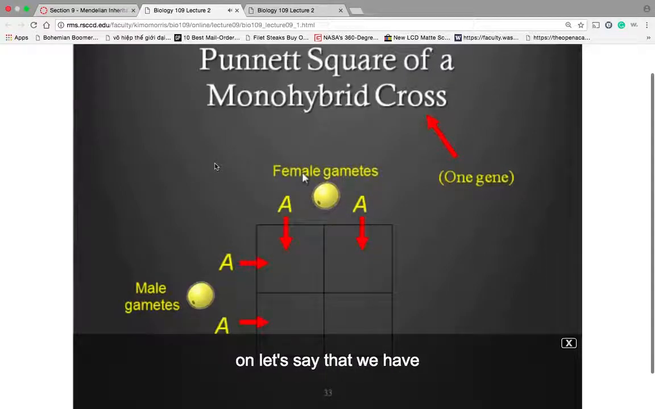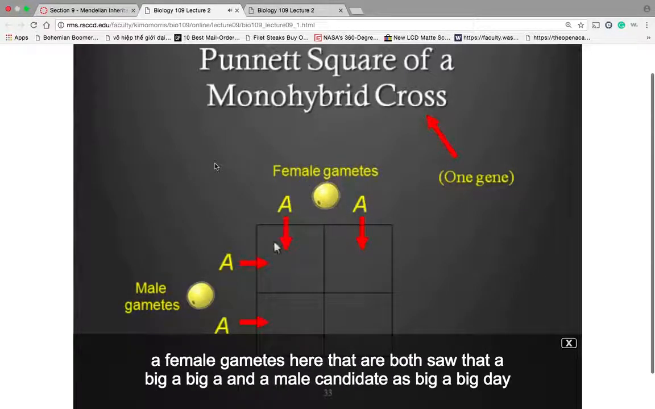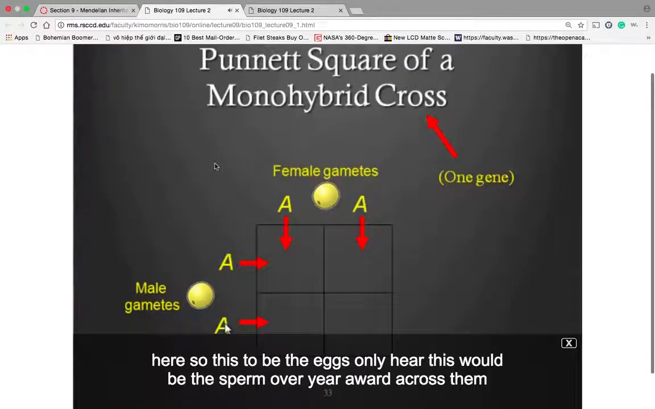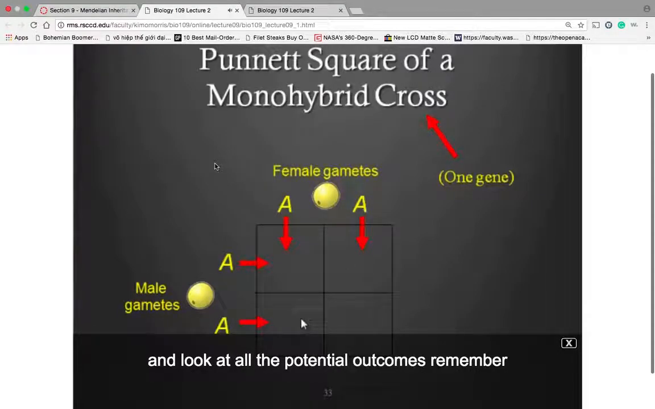Let's say that we have female gametes here that are both big A, and a male gamete that is big A here. So this would be the eggs over here, this would be the sperm over here, and we're going to cross them and look at all the potential outcomes.